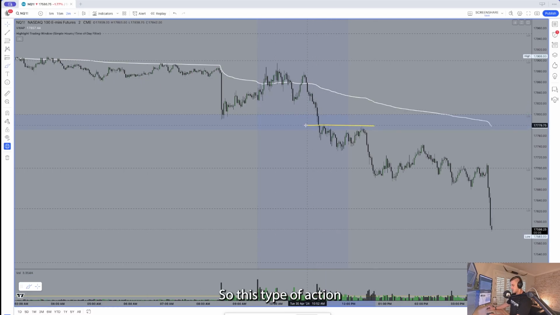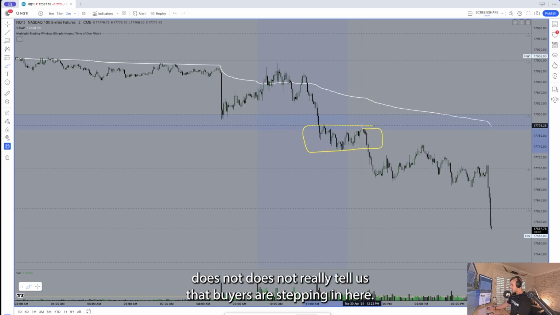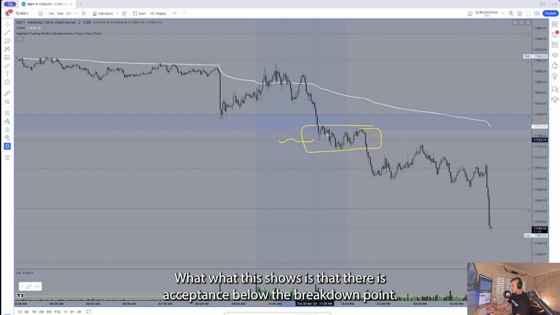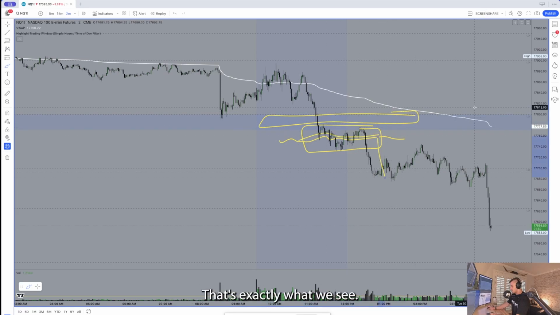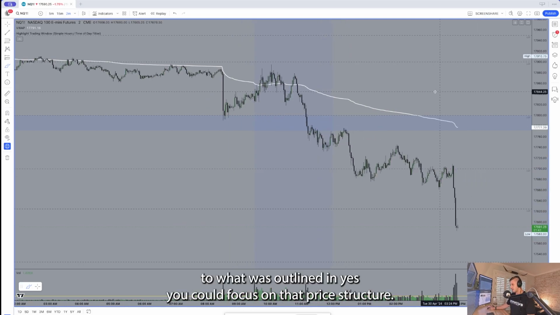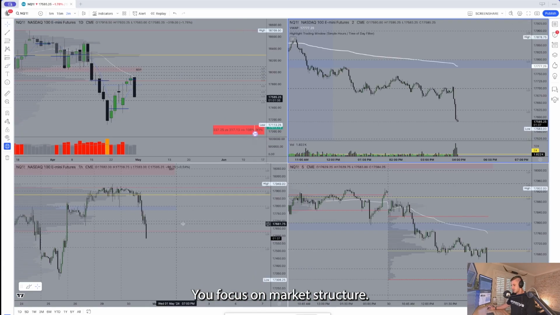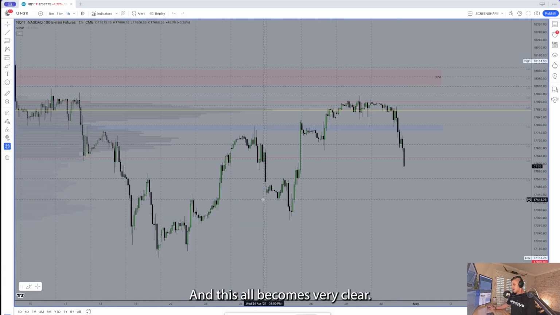So this type of action does not really tell us that buyers are stepping in here, right? What this shows is that there is acceptance below the breakdown point. So it's probably redistribution for the leg lower. That's exactly what we see. Now a real puke into the close. All right, so very similar to what was outlined in ES. You could focus on that price structure. You could focus on market structure. And this all becomes very clear.